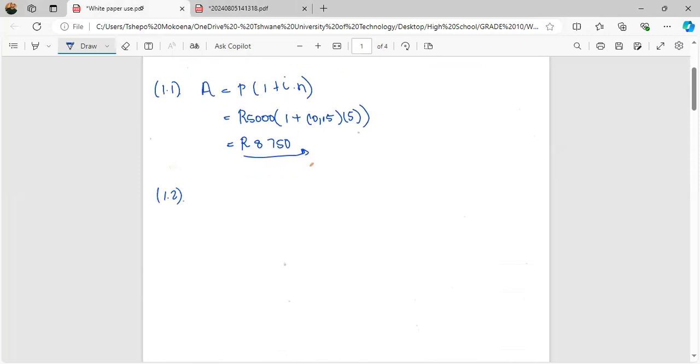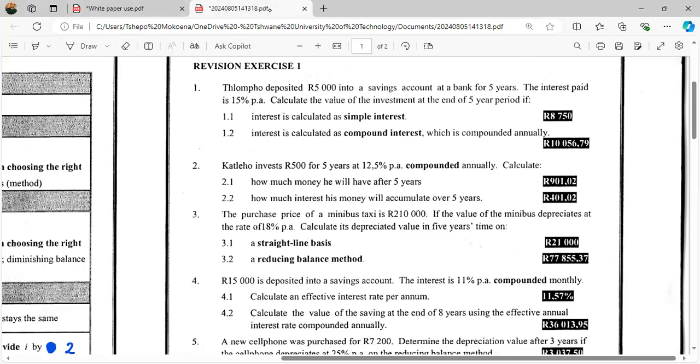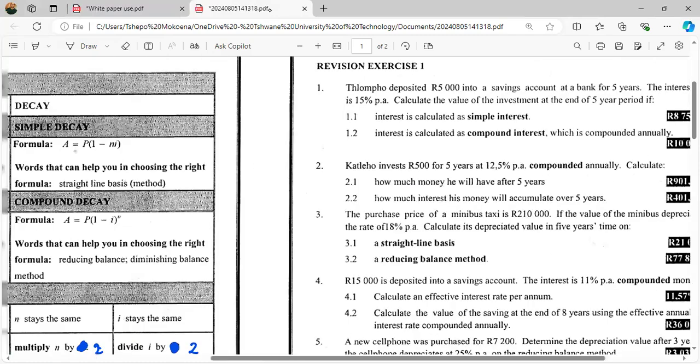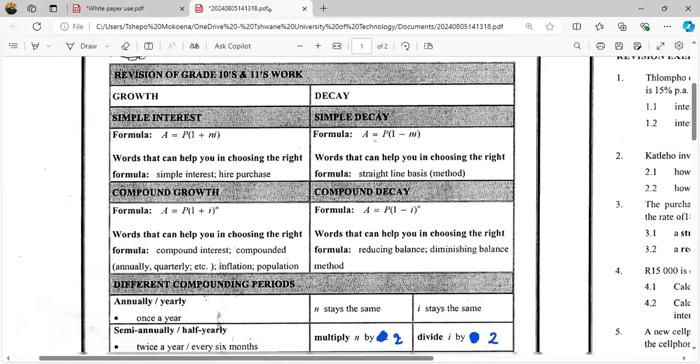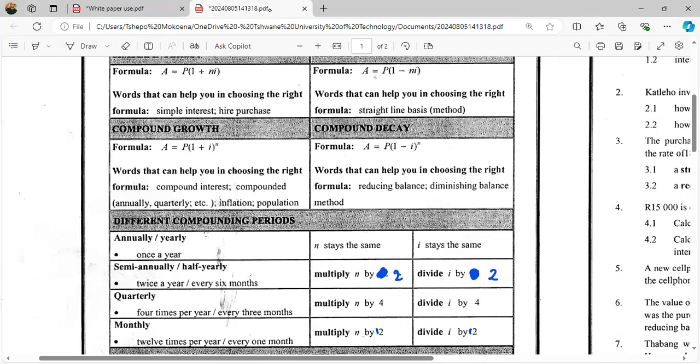1.2, let's hear it. Under the very same conditions, where Hlompo deposited this amount, now we need to calculate the value of investment at the end of the 5-year period. If interest, you see this interest, 15%, is now calculated as compound interest, which is compounded annually. You see now the compounding periods that I was talking about. So when they say compounded annually, or compounded yearly, your N will stay the same.